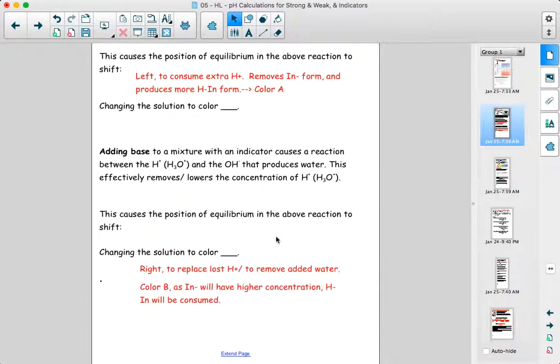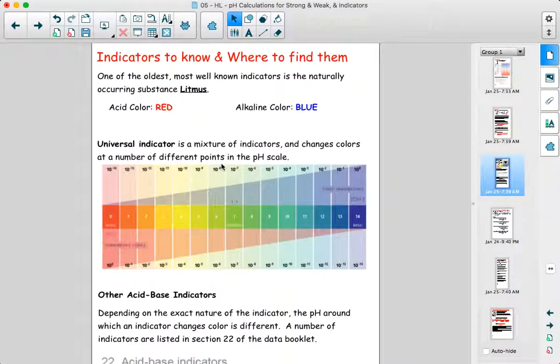So that should be pretty simple equilibrium 101 type concepts. There are some indicators that you should know a little bit about their colors, and then there are some that you can find in the data booklet. So litmus is sort of a classic pH indicator. It comes from a natural substance, and then we have litmus paper, which can test for things being acidic or basic. And so the acid color of litmus is red, and the alkaline color is blue.